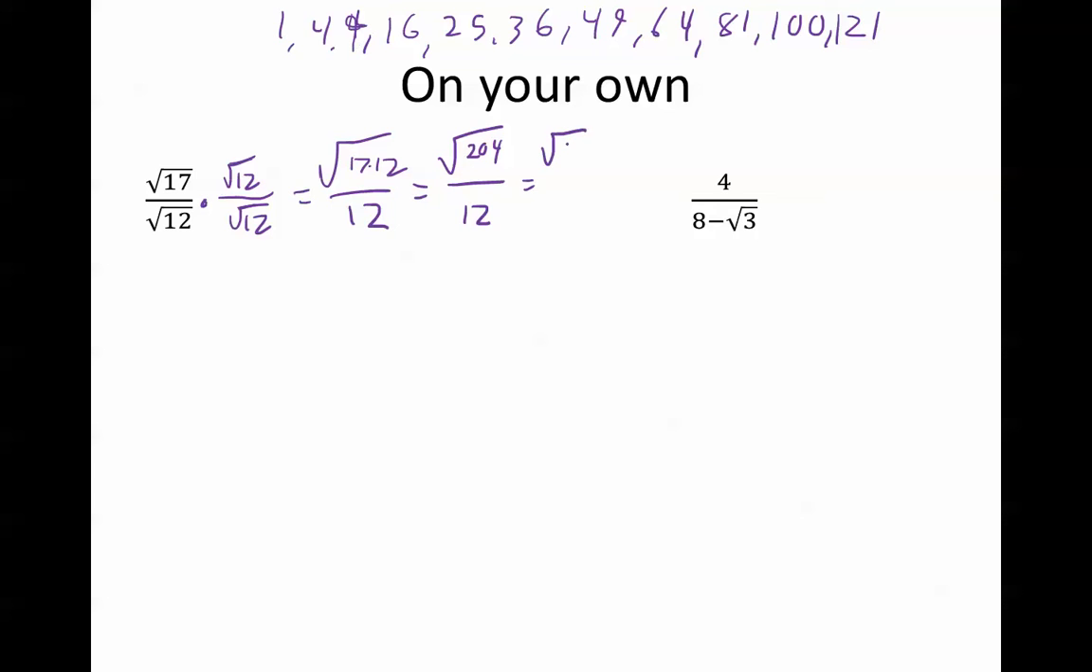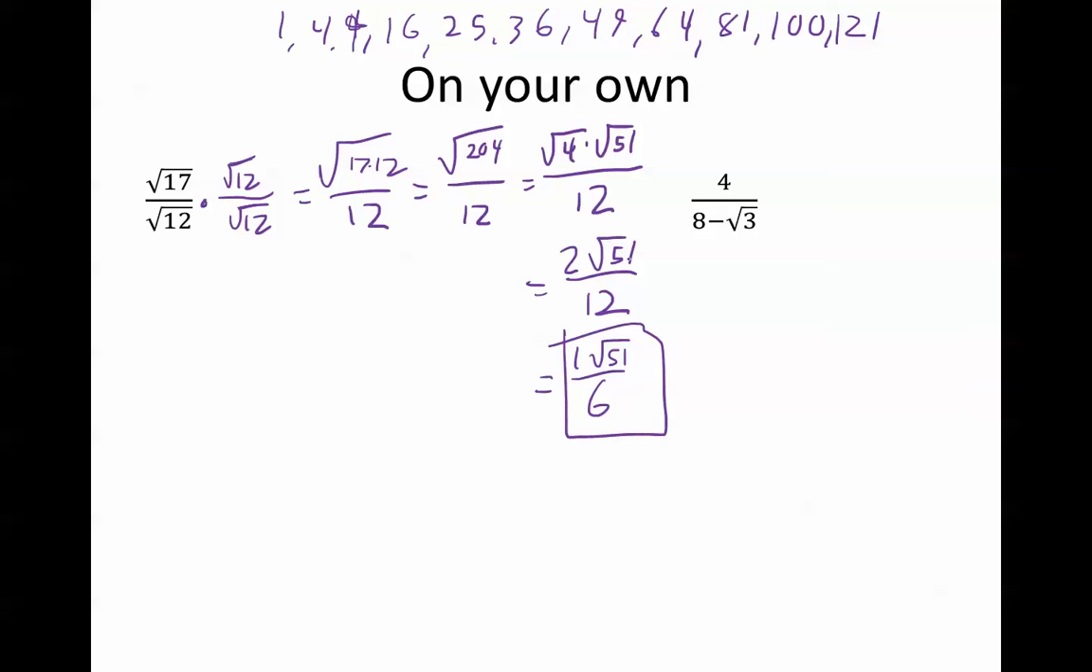This becomes root 4 times root 51, which is 2 root 51 over 12. And look, we actually have one last step here. This is 2 over 12. That can actually be reduced to 1/6. So there's our final reduced answer, because we could reduce the radical, and then we could reduce that fraction 2 over 12.